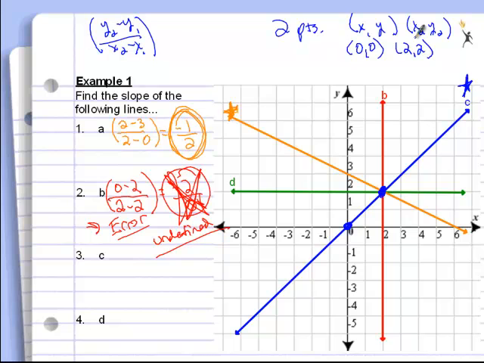Now, using those points, x1, y1, x2, y2, I want you to go through and find the slope of line C. Pause the video and do that now.